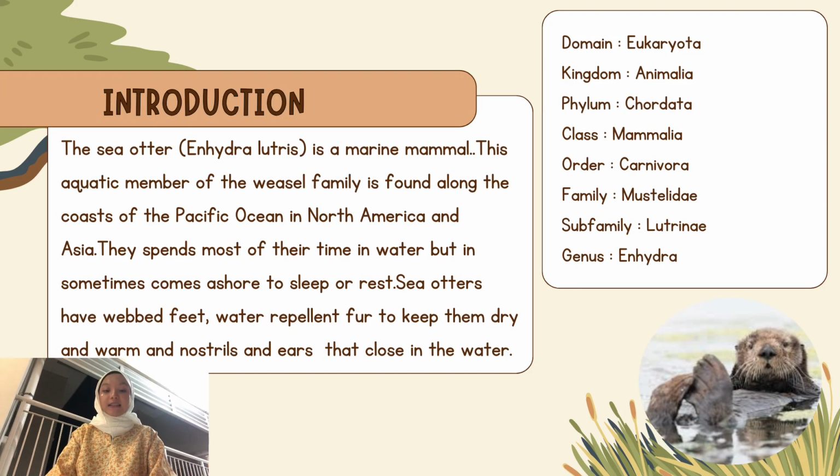Introduction. Sea otter, also known as Enhydra lutris, is a marine mammal, and this aquatic member of the weasel family is found along the coast of the Pacific Ocean in North America and also Asia. Sea otters spend most of their time in water and sometimes come ashore to sleep or rest. Sea otters also have webbed feet and water repellent fur to keep them dry and warm. They also have nostrils and ears that close in the water.